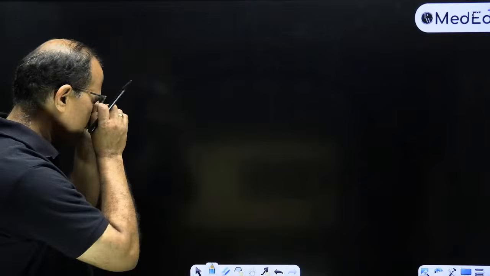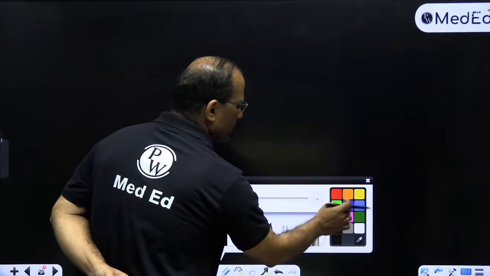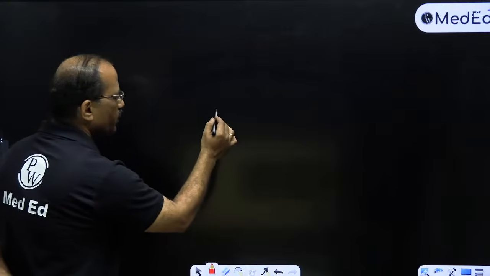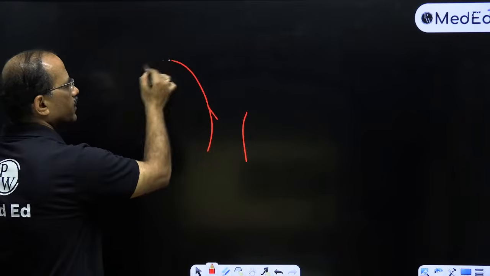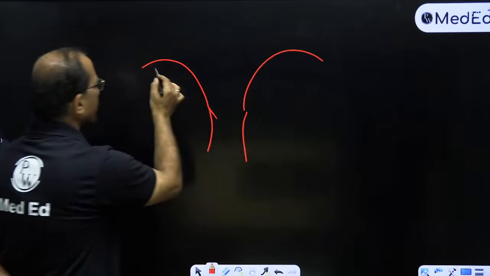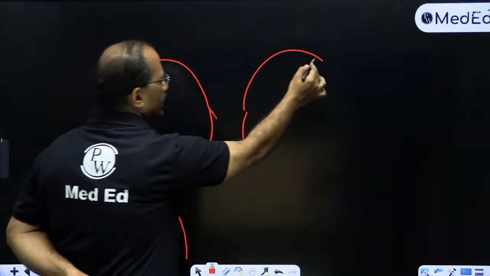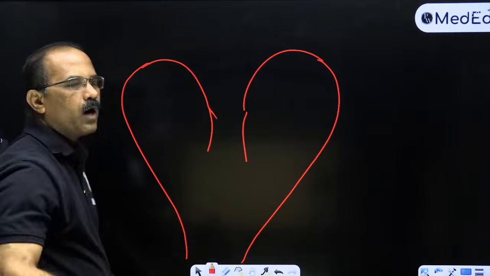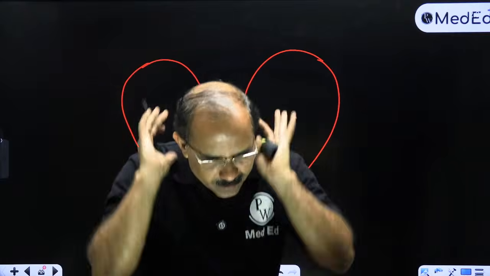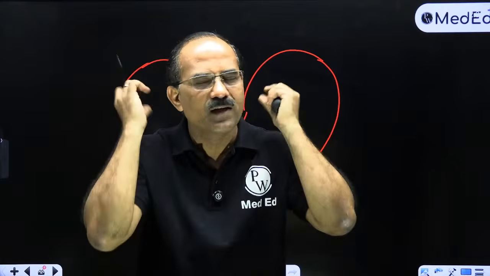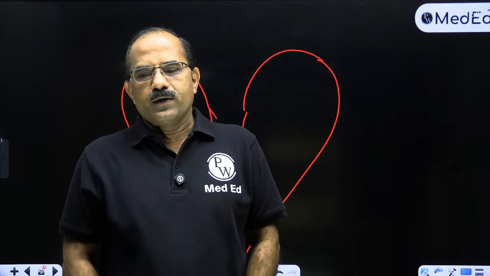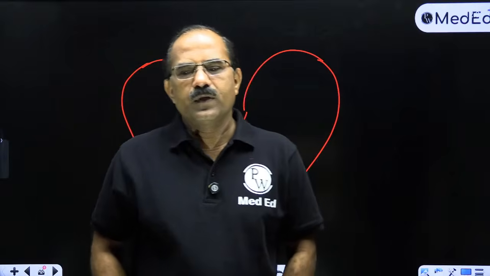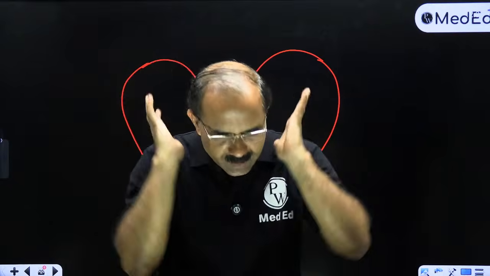Just try to understand this. This is what we call as the aortic sac. I'll just draw this. So how many pharyngeal arches are there to begin with? There are 6 pharyngeal arches, right? Yeah, there are 6 pharyngeal arches.